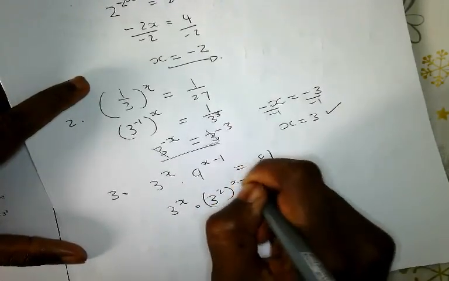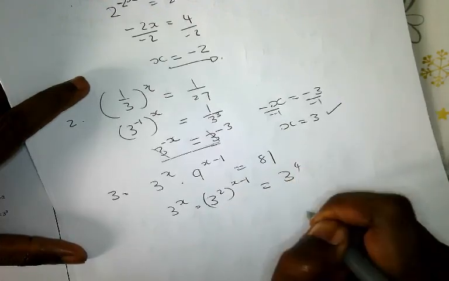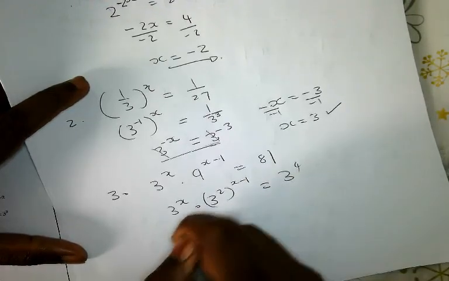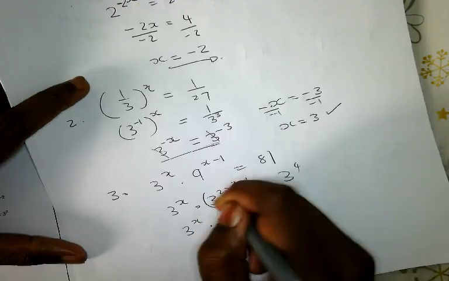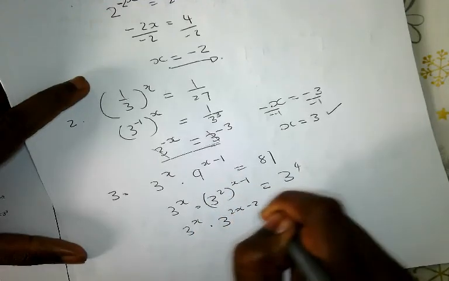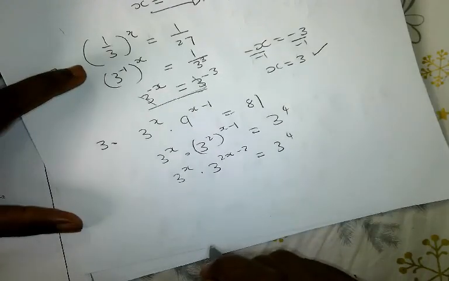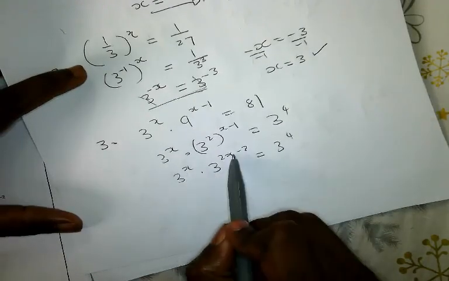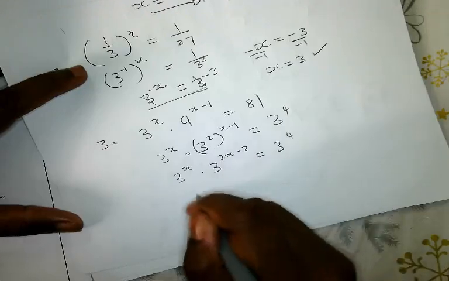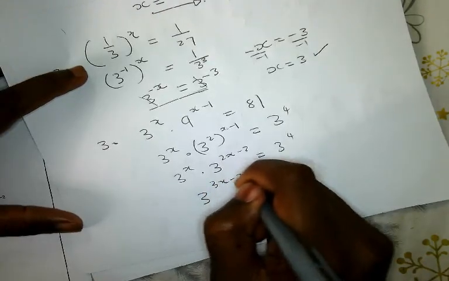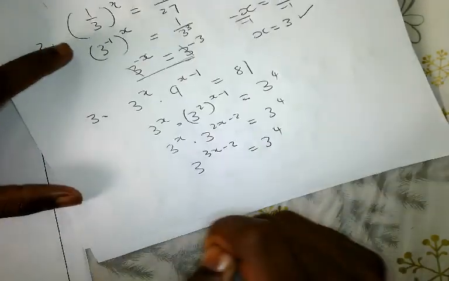Here I'm going to apply the laws of exponents. Can you see? Law 1. I'm going to add these two together, such that I have 3x minus 2 equals 4. If the bases are the same, I'm going to equate the exponents. So I'm going to have this. I took the exponents because the bases are the same.